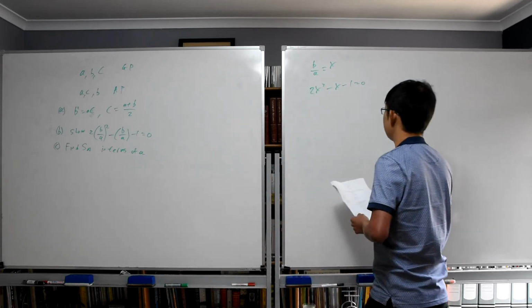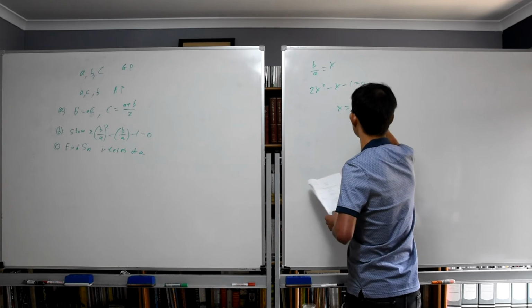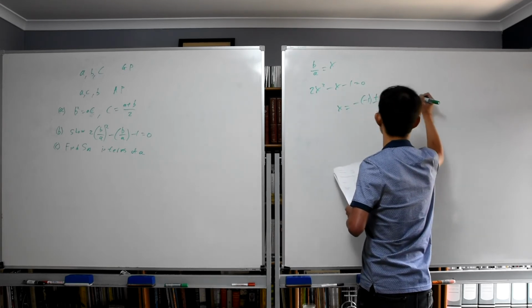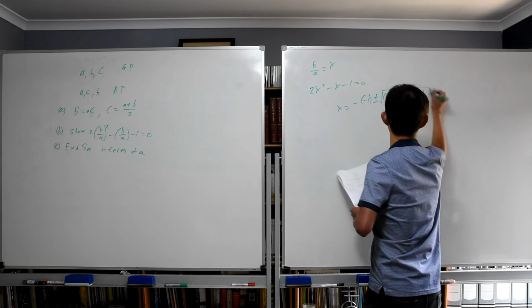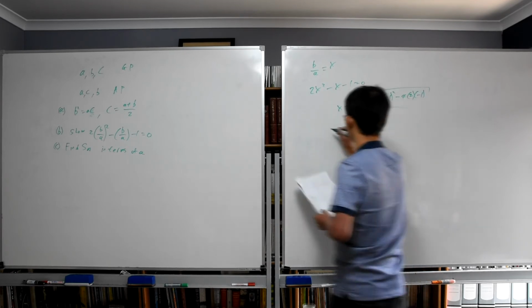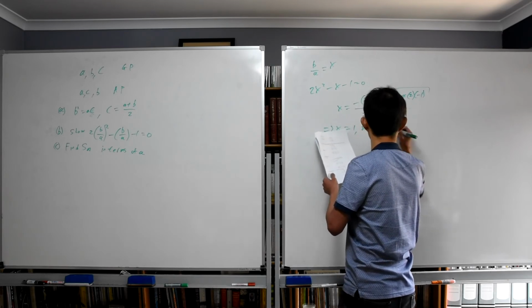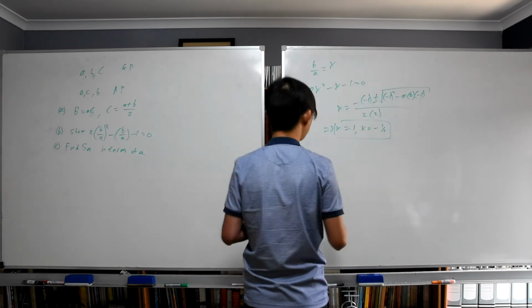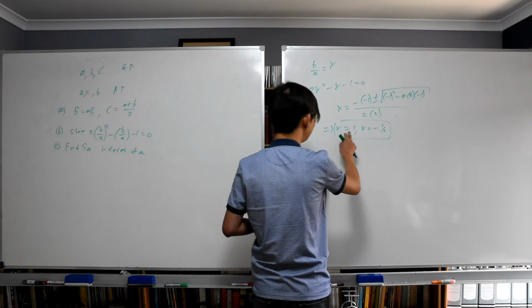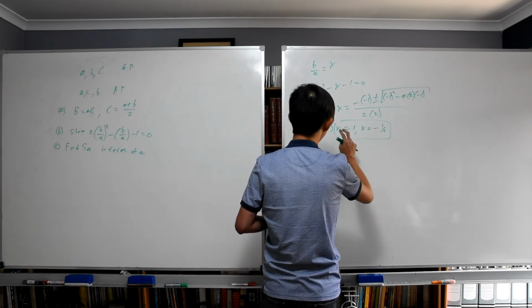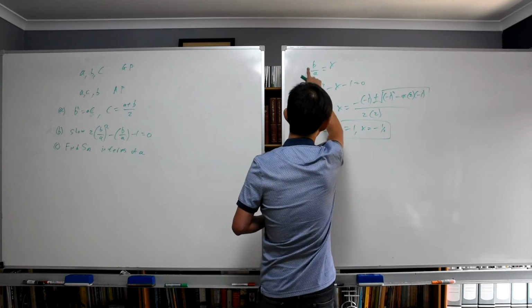let's put this in the quadratic formula. We get capital X is equal to 1, or capital X is equal to minus half. But please bear in mind that capital X was B upon A.